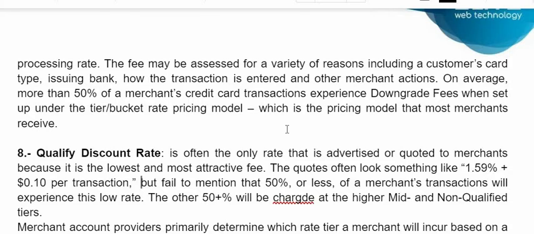On average, more than 50% of a merchant's credit card transactions experience downgrade fees when set up under the tier bucket rate pricing model, which is the pricing model that most merchants receive.